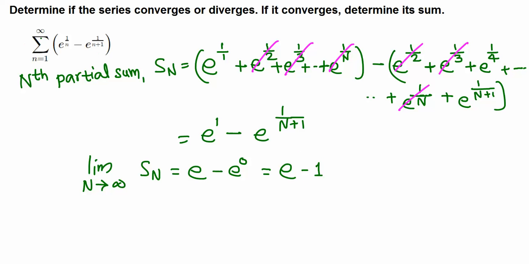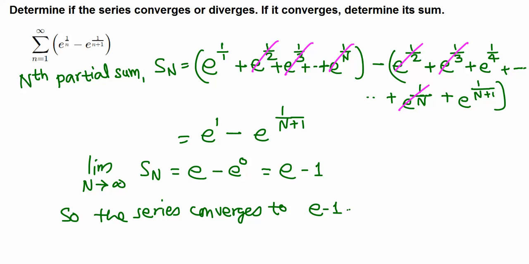That means this series converges to e minus 1. This series converges and its sum is e minus 1. So the series converges to e minus 1. Final.